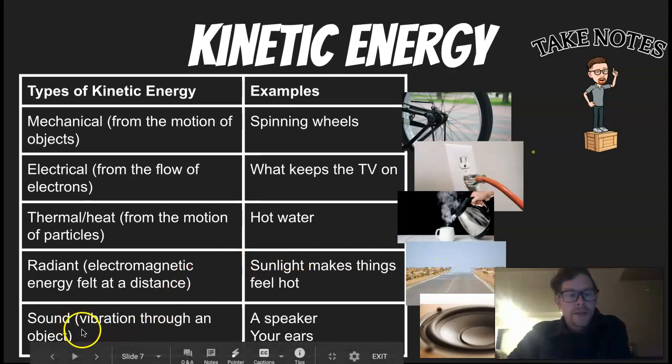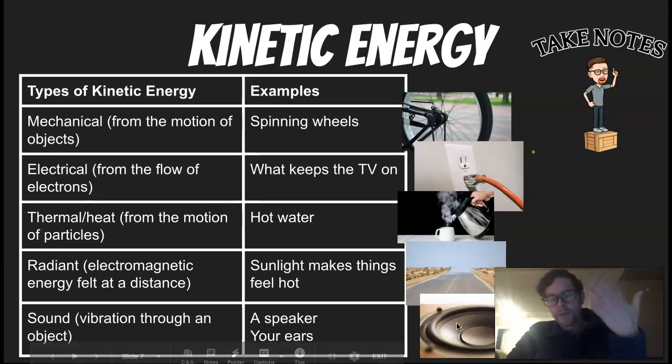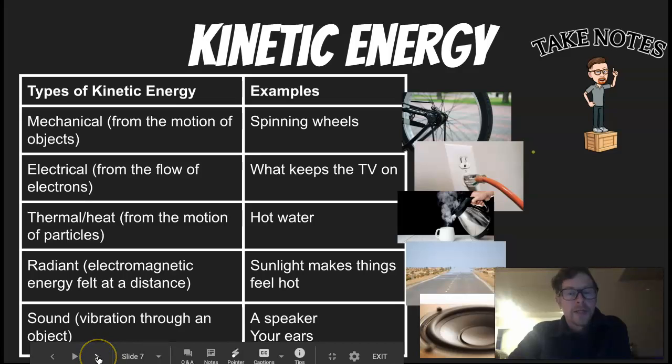And then sound is another common type of kinetic energy. That's when an object is vibrating. And so commonly we see an object like a speaker vibrating, right? As the speaker vibrates in certain patterns, it makes what we can perceive as sound. And then we have the reverse process happening with our ears, where our eardrums feel those vibrations, feel that energy, and then our brains tell us what that means.